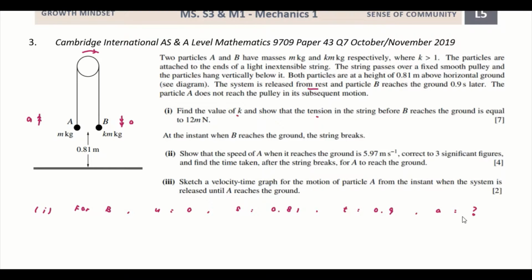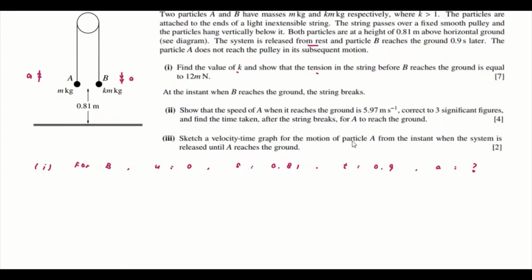After we get our acceleration, then we can use F equals ma to help us solve our K and T. Okay, so that's the idea. What is important is you need to understand the question and extract the information that you need. So we have U, S, T, and A, so we can use the formula S equal to UT plus half AT squared.